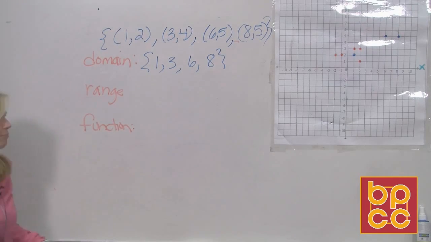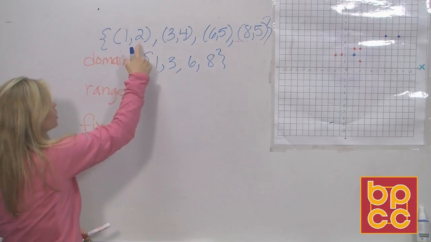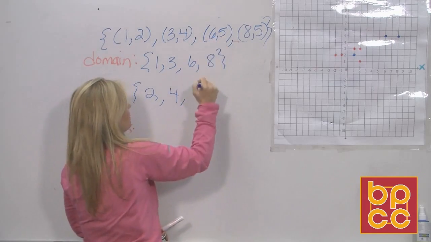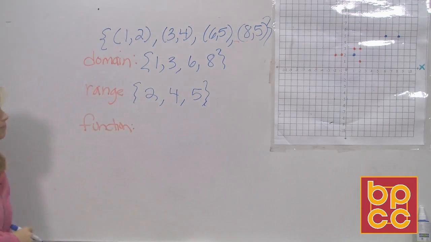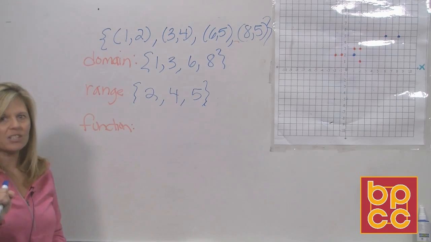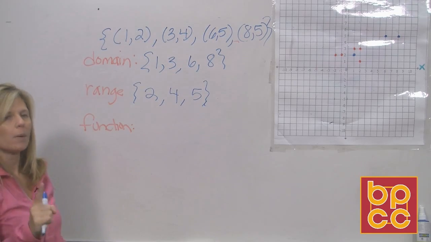The range. I don't need the picture. I could see the range because the range is just the y values. 2, 4, 5. Well, that's another 5. I don't need to write that. Okay, so telling the domain and range is simple. Is it a function? A function means every x value, every girl is only dating one y value, one boy.